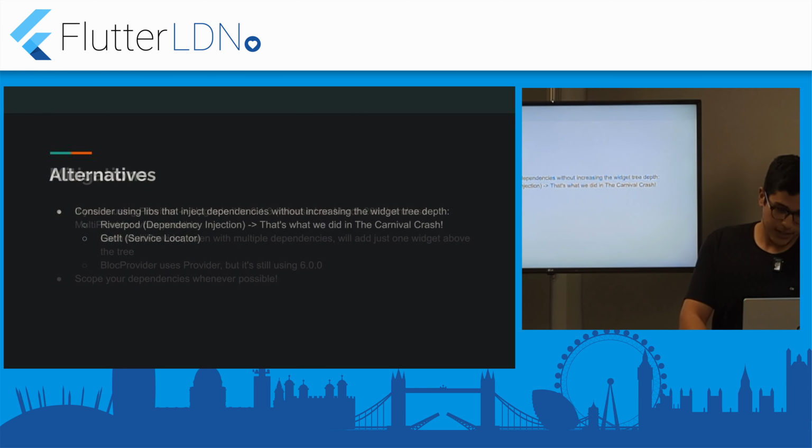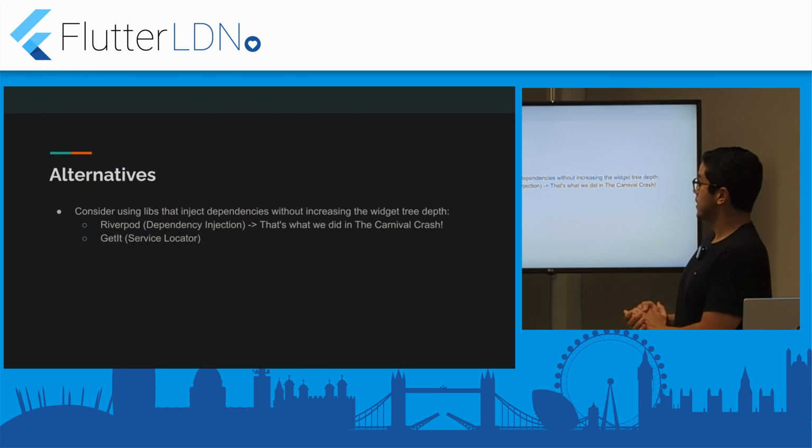That's an important thing. Other alternatives we have, if you want to consider using other libraries that inject dependencies without increasing the widget tree, without adding more and more layers to the widget tree, there are many, but I will name 2 here. Riverpod, which is also from Remi, the creator of Provider. It's a dependency injection library, and we migrated to Riverpod when we had this problem. It was the easiest one to migrate to from Provider. We were a bit panicked, and we had many things to deliver, so that was our choice at that point. And yeah, we have GetIt, which is also very popular, a service locator library that you can also use.